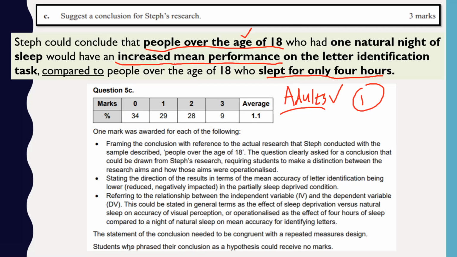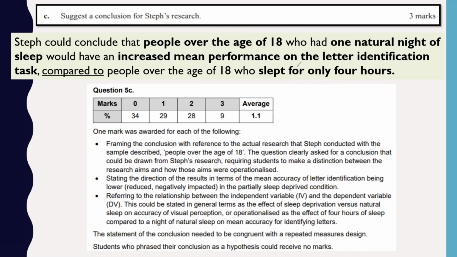Now, it's important to mention that last year, a lot of students wrote the conclusion as a hypothesis. Although the hypothesis kind of contains the same components talking about the IV and its effect on the DV, it's still a hypothesis at the end of the day. If you write your conclusion as a hypothesis, you are going to get 0, okay? No marks there. So be careful and read the question properly.